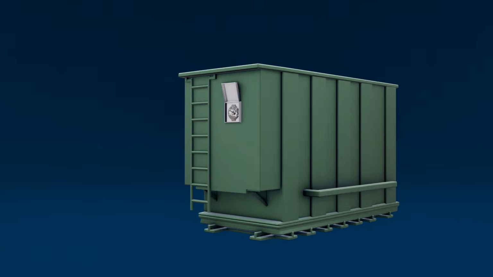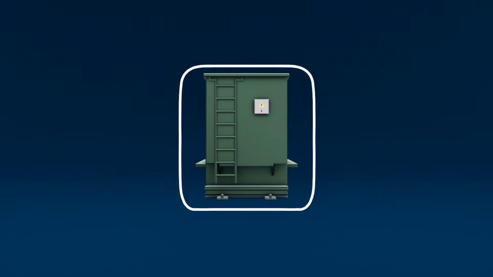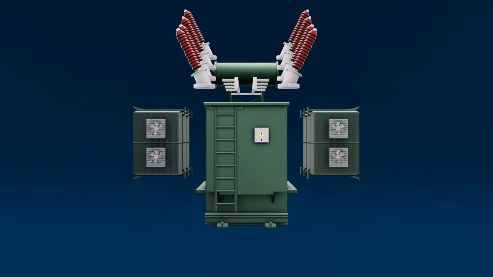Encasing the entire assembly is a protective tank or shell, shielding the delicate internals from dust, moisture, and mechanical stress, while allowing the transformer to operate reliably for decades.